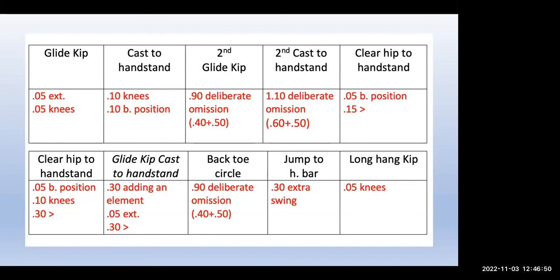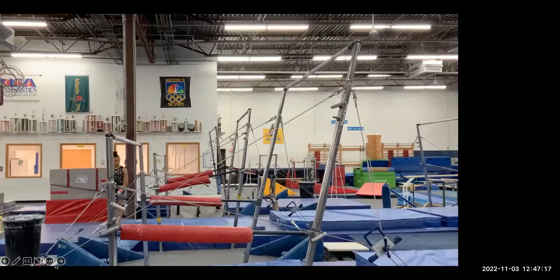And now she added an element. No, we didn't add an element. We changed that. We're allowing her to do that. We have to take off that 3/10. Yeah, so we messed that up again. Sorry, everybody, there's a lot of changes, but we're going to fix them all. The back toe circle she left out, jumped to the high bar, 3/10 for an extra swing to get to the kip. So let's watch this again.